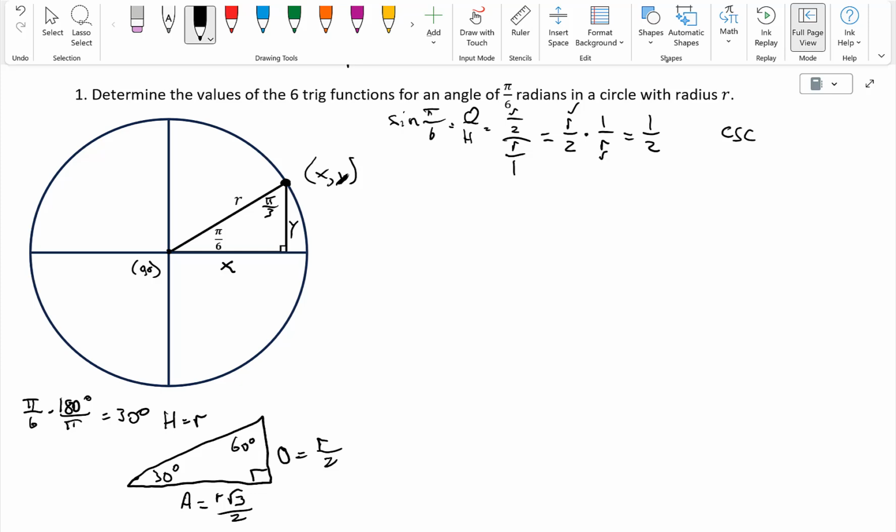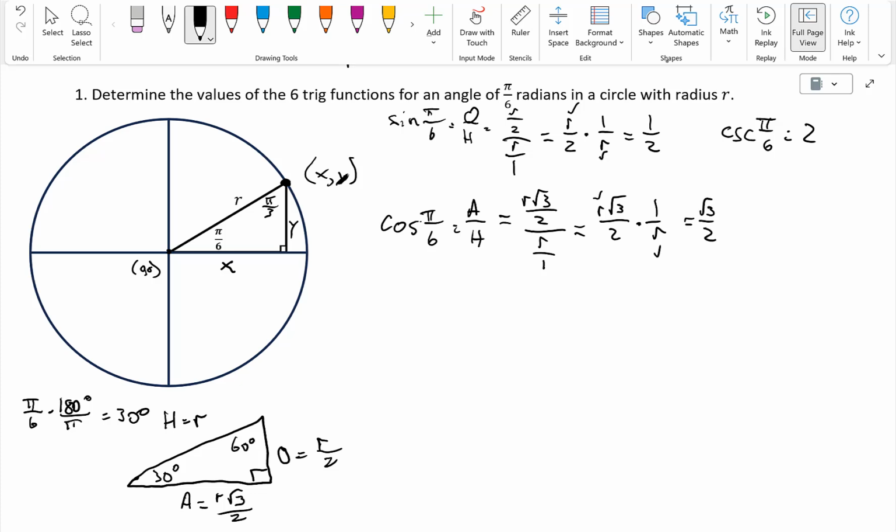And its reciprocal then, cosecant of pi over 6 would just be 2 over 1. For cosine of pi over 6, we're working with our adjacent over hypotenuse. Our adjacent was the r root 3 over 2 divided by our hypotenuse r, or r over 1 to view that fraction again. With our fraction division would give us r root 3 over 2 times 1 over r. Again, the r's divide out, and we're left with a root 3 over 2, which makes our secant of pi over 6, 2 over root 3.